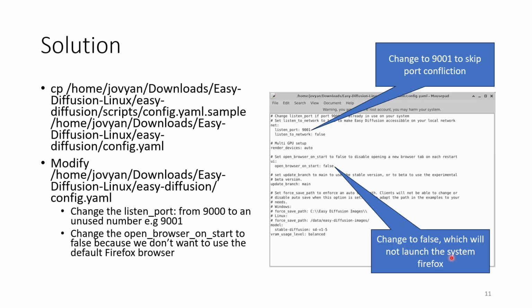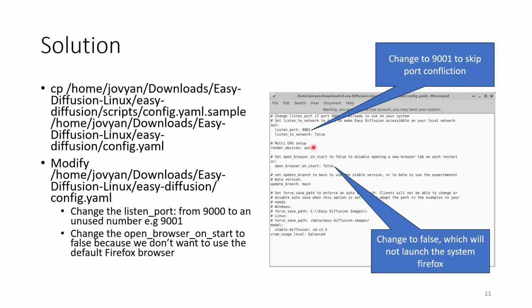Another solution is you can just slightly tweak the port number. The port number is written in the config.yaml file. So this is where you just click it and change it to another port, say 9001, because that port is not used by any existing process. Then every time you log in to the system, you can use Easy Diffusion very easily.